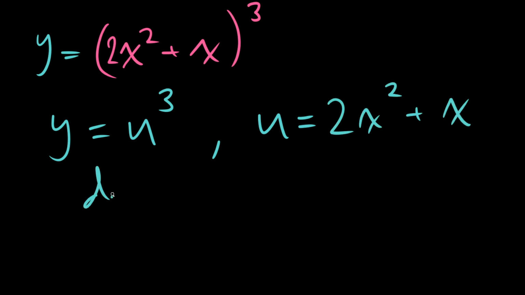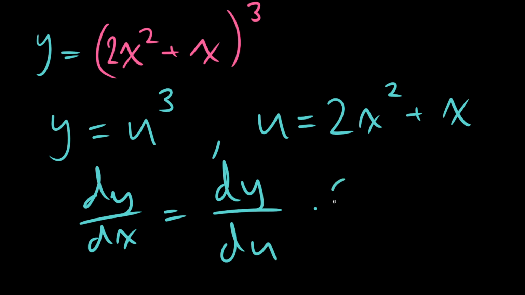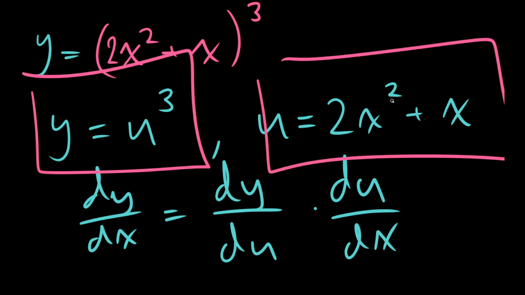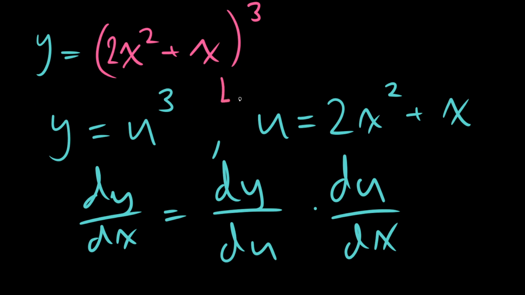And from there, you can start finding your dy dx, which will be equal to dy over du times du over dx. So once again, I find it really helpful to split up your equation, and you don't have to write "let," but that's basically what you're doing. You're letting the inside function be u so that you can handle the term much easier. Okay, and that's all for this video.